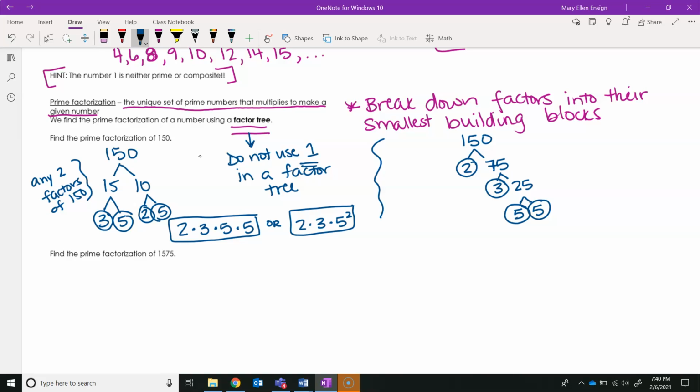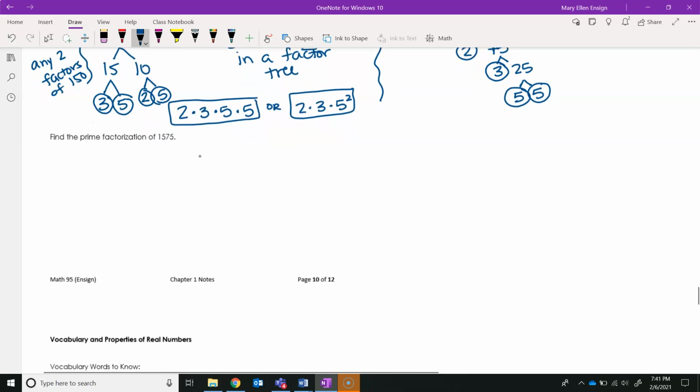Okay, so it does not matter what you choose to start with or how you break things up along the way, if there's more than one choice, as long as you are always making sure that you pick a pair of numbers that are factors of that branch above. So I could have said 75 is 5 times 15. If you picture that, my 5 would have been here, 15 would have been 3 and 5. I still would have ended up with the same thing.